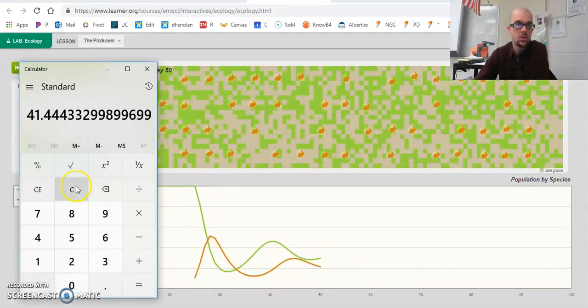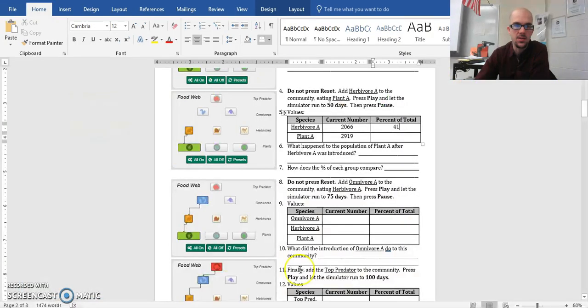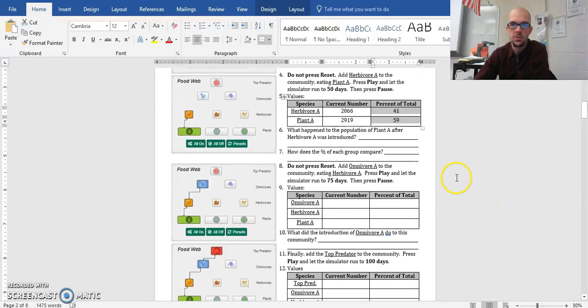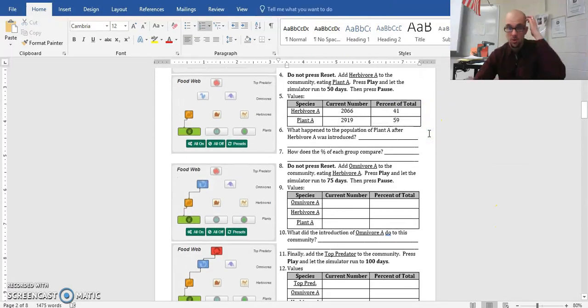In order to calculate the plants, that's 2,919. So I'm going to take my 2,919. I'm going to divide that by my total, which, what did I say, 4,985 equals. And so we get about 59. So if we were to round that, we'd say 59. And that should make sense because both of these add up to 100, or at least very close to 100. They should add up to very close to 100. So I have now calculated both of my percents for herbivore A and for plant A.